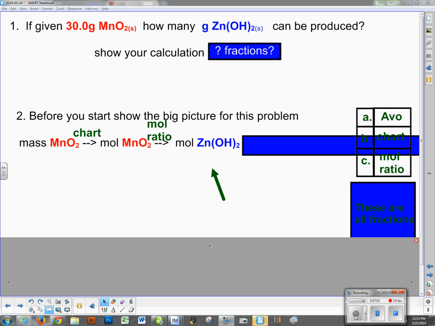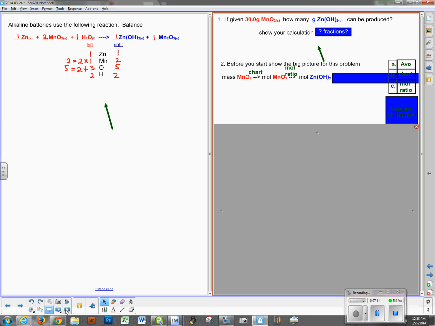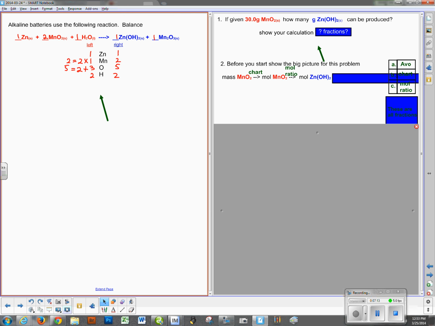So that's what's going to be there. And the mole ratio will be whatever we have in the balanced equation. So let's look back and see what that balanced equation looks like when we're taking manganese dioxide into zinc hydroxide. So our arrow connecting them will look something like this. We're going from the manganese dioxide to the zinc hydroxide.